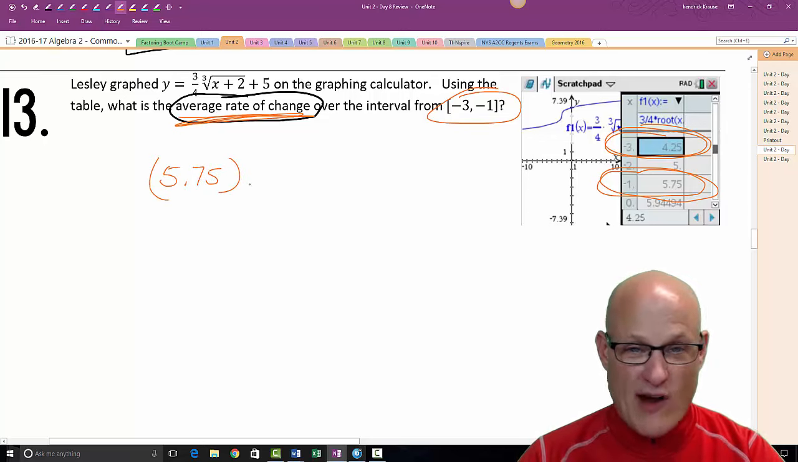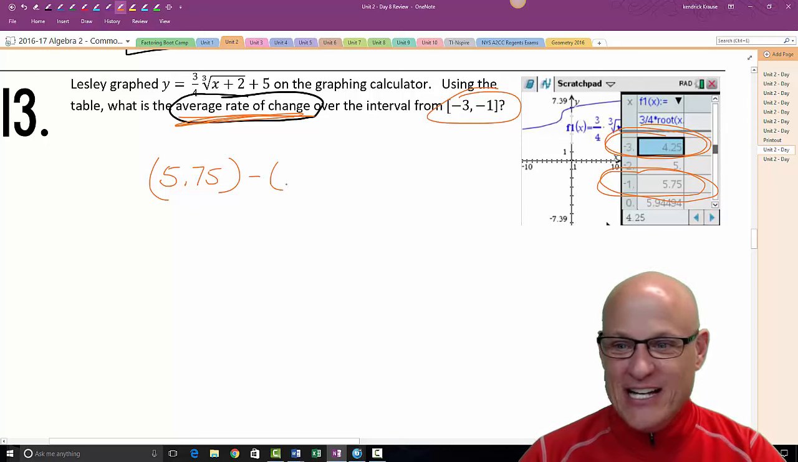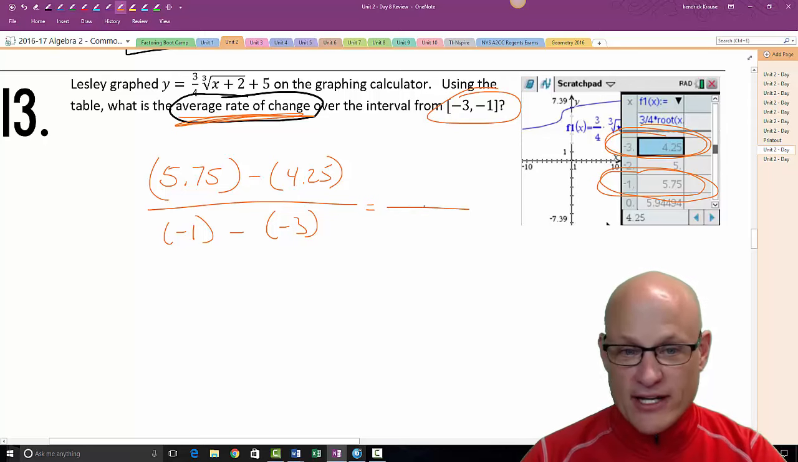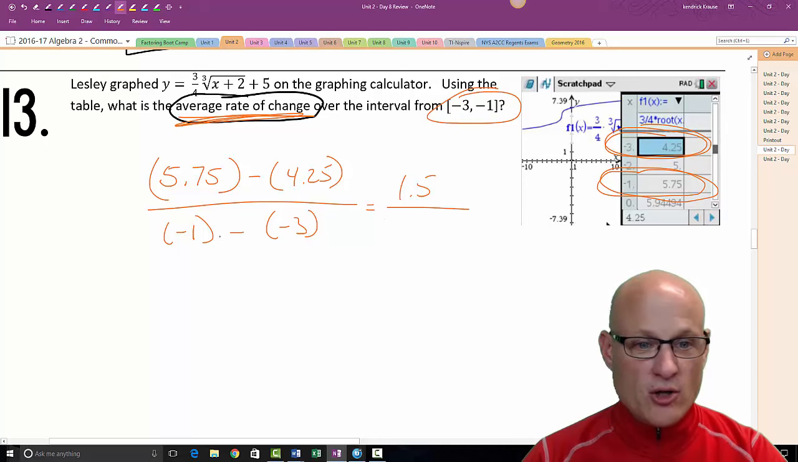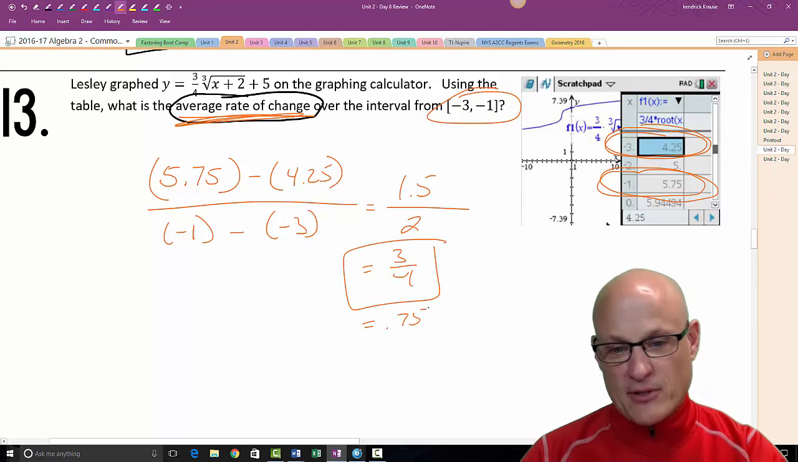5.75. Parentheses, Patrice! God, that's annoying. 4.25. All over. So I did 5.75 minus 4.25. So it's negative 1 minus negative 3. No idea what this is. This is in the numerator, it's 1.5, all over 2. So it looks like it's 3/4, or 0.75. 0.75 might be your answer.